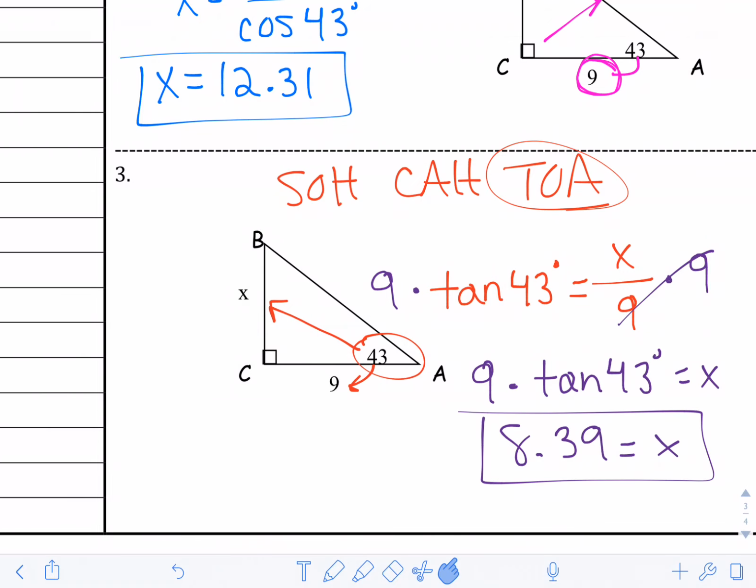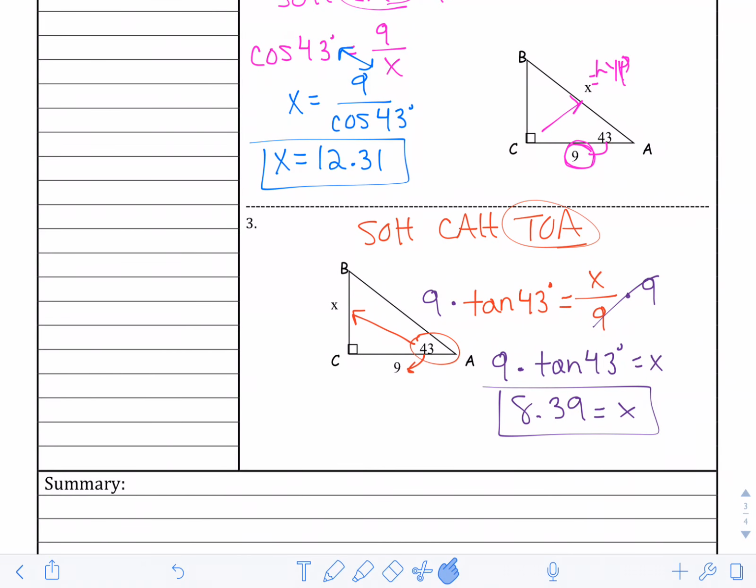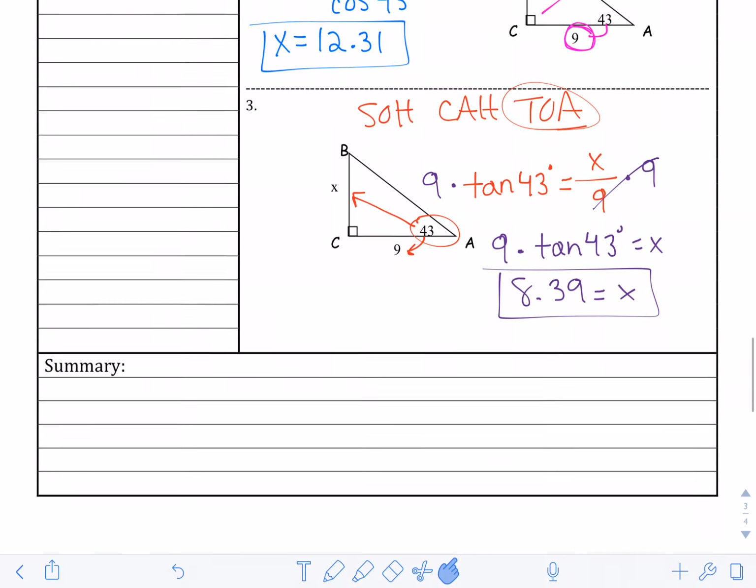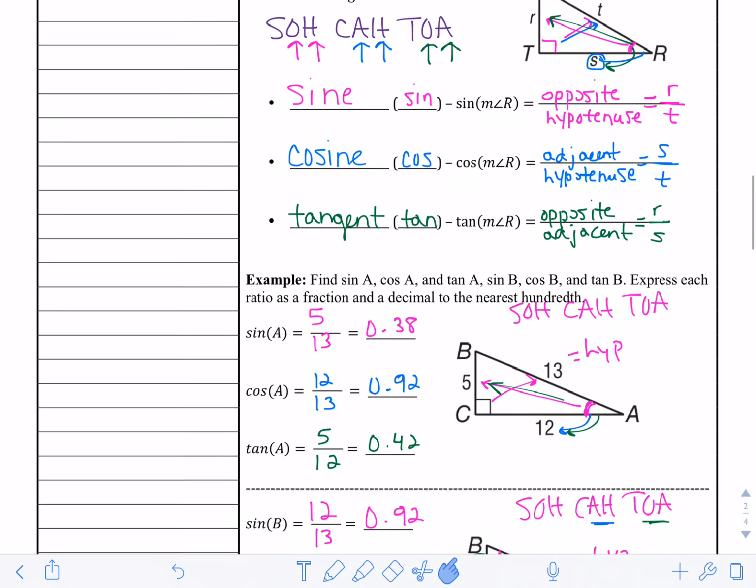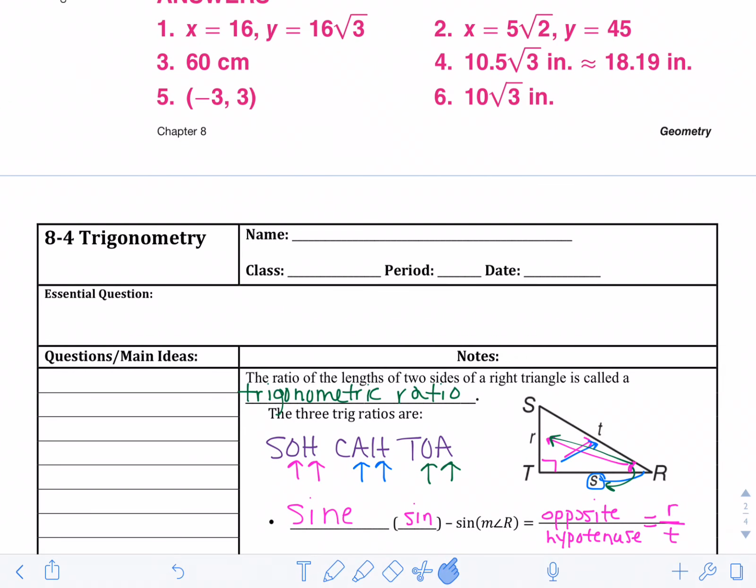So that's how we can use these ratios with your degree of one angle to find the lengths of the sides of a triangle. All right, and I believe that is it. So if you have any questions, just let me know.